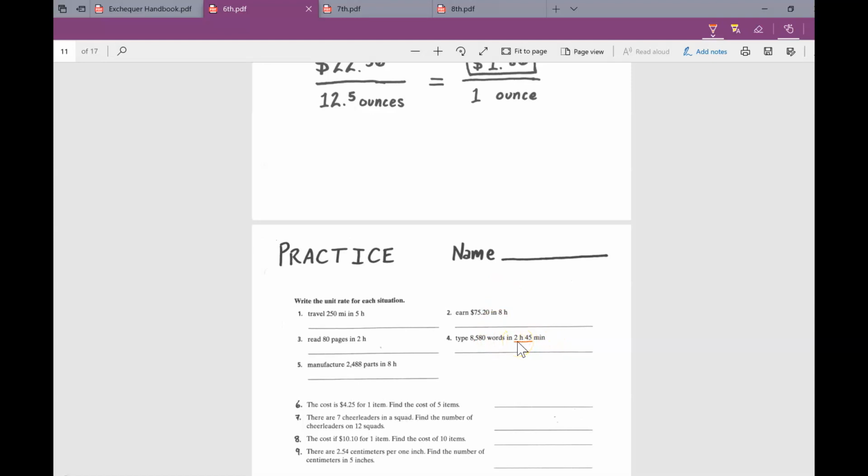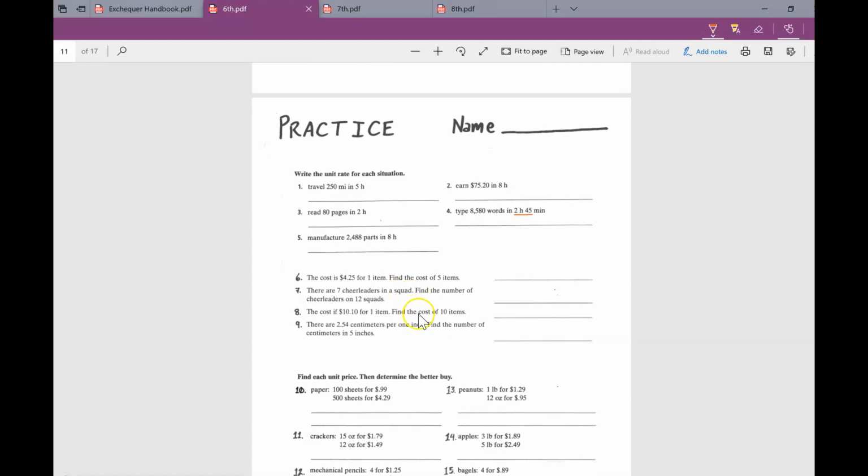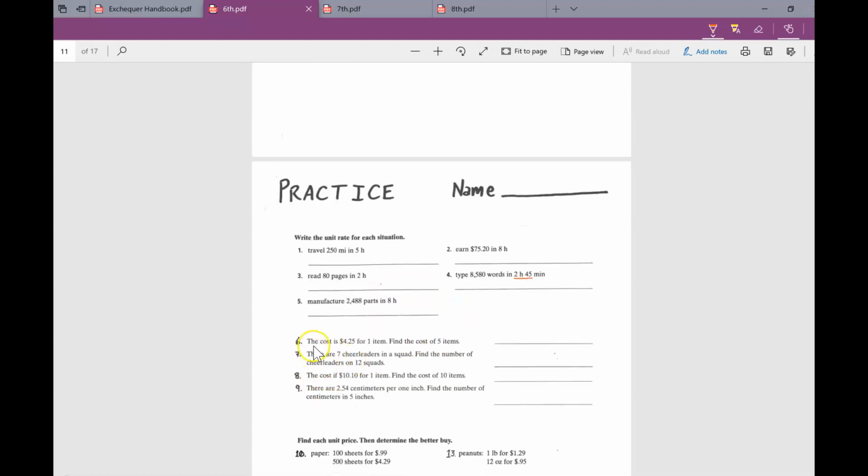So how many minutes are there in 2 hours? How many minutes are there in 1 hour? Multiply that by 2, then add this extra 45. So I want you to end up doing 8,580 divided by this total number of just minutes. Down here, 6 through 9, there's going to be slightly different versions. Maybe in this case, you know what the cost is for one item. So for example, on number 6, maybe you know it's 4.25 over 1, and I want the cost of 5.